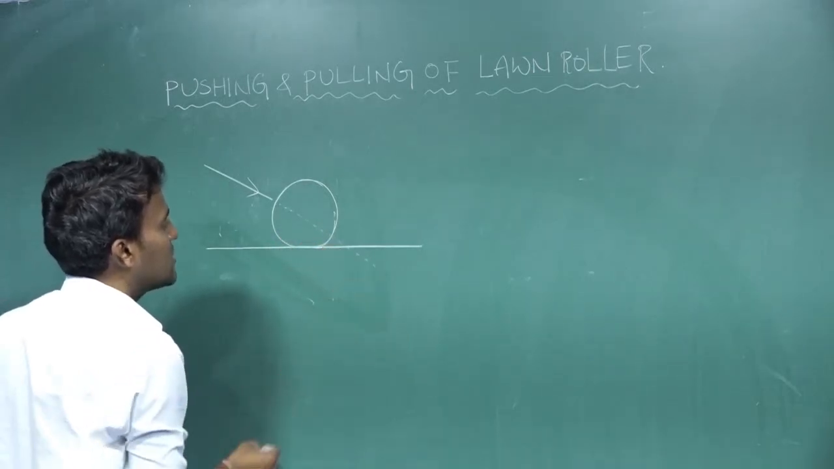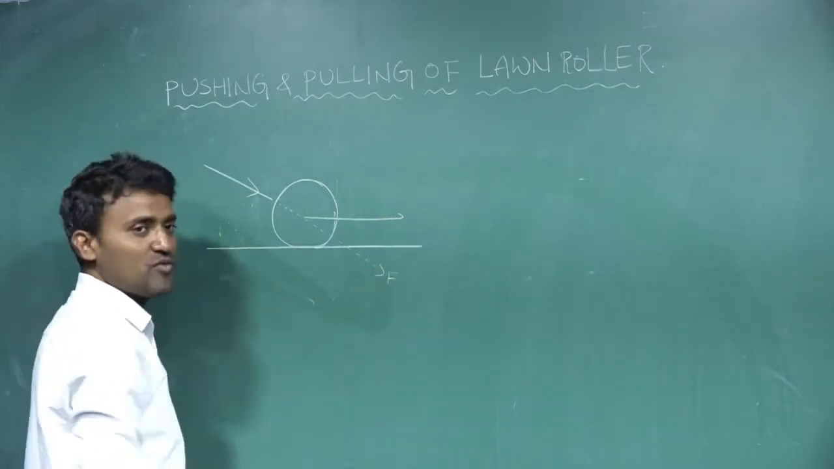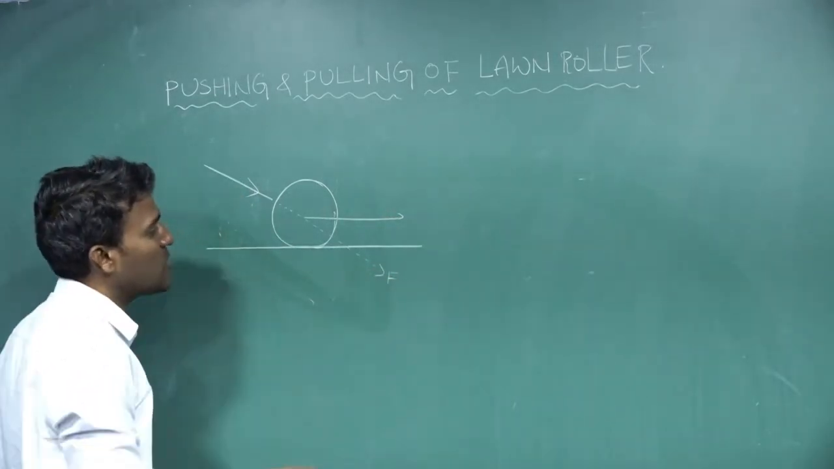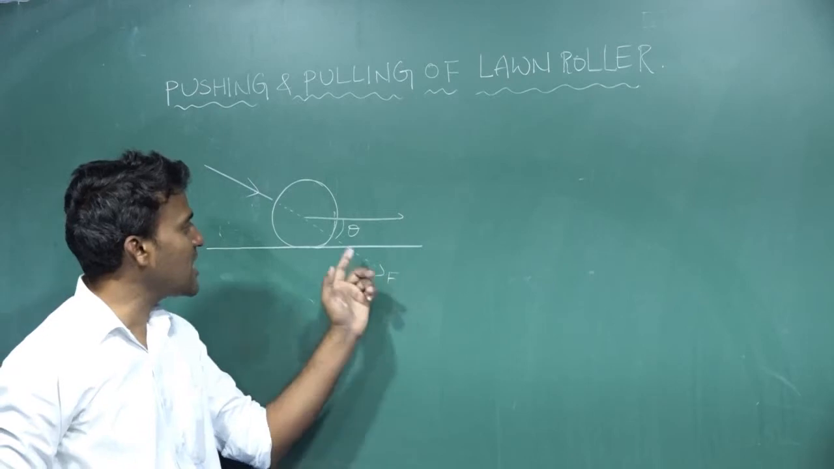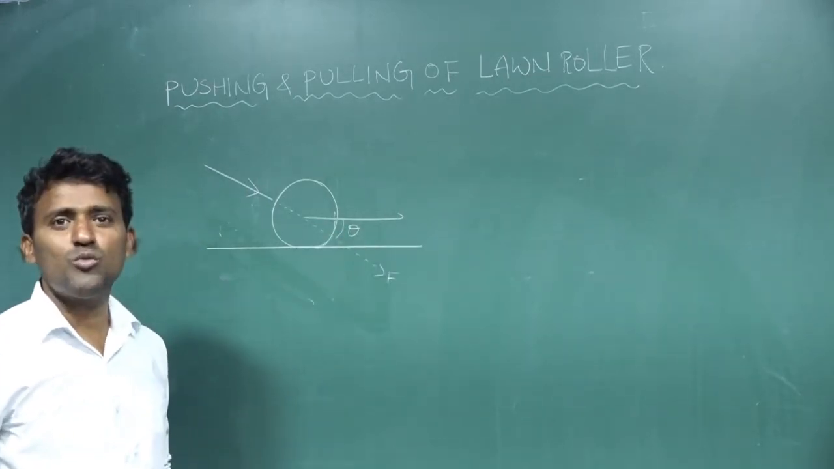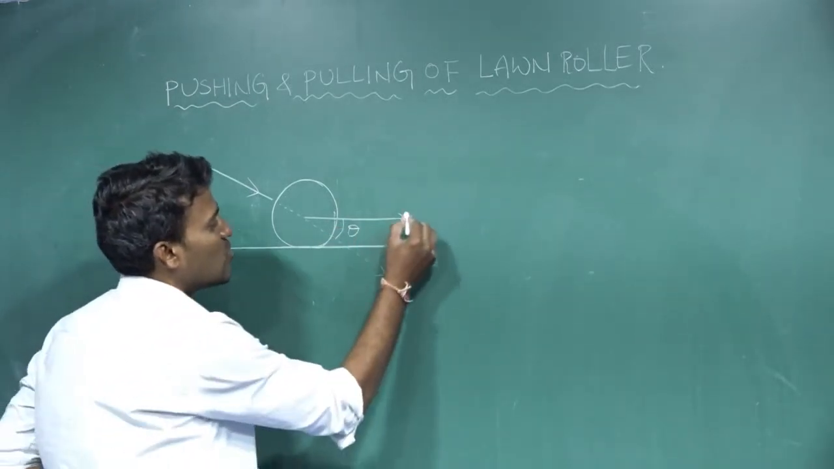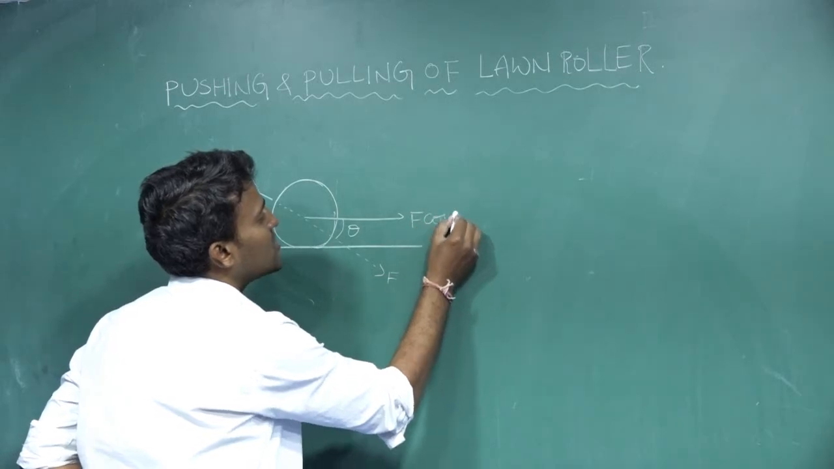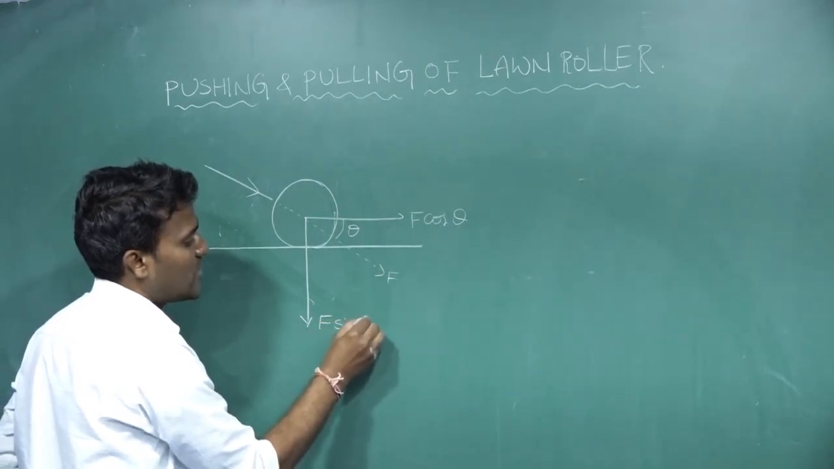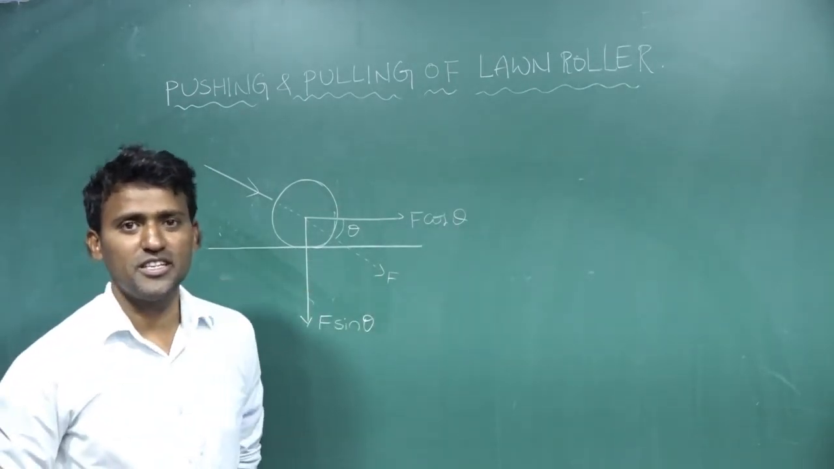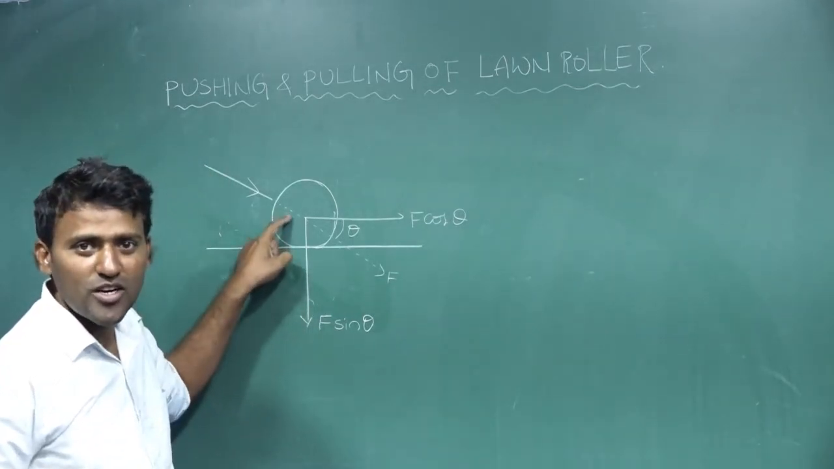At that moment, see here, it makes an angle with the horizontal. This is the applied force. We are pushing like this, isn't it? At that moment, the applied force makes an angle theta with the horizontal. The force can be resolved into two components. One is the horizontal component, F cos theta. One more, the vertical component, is F sin theta, isn't it? See here, this lawn roller is in contact with the ground.